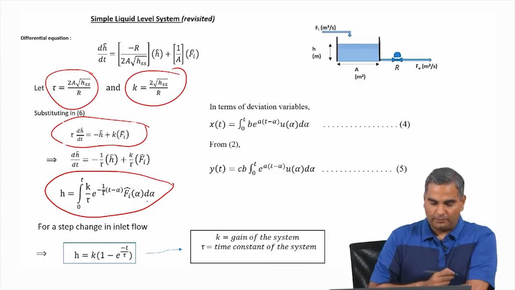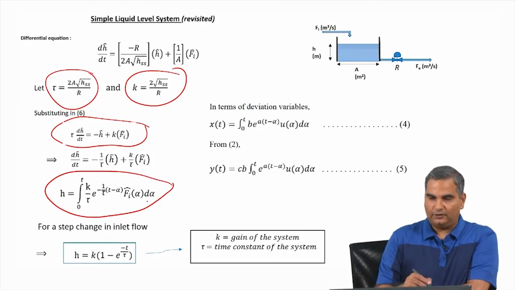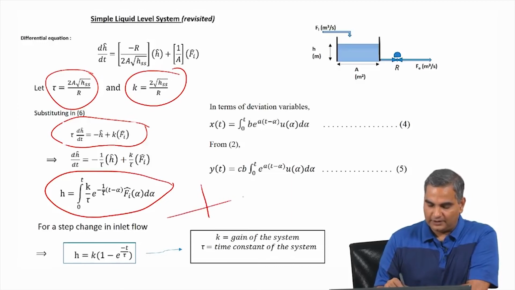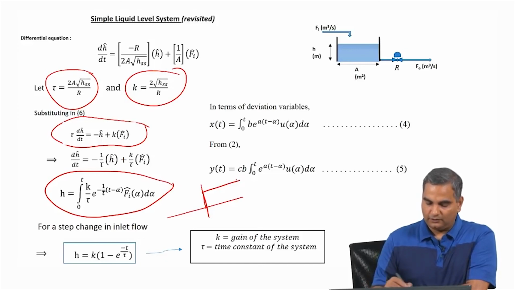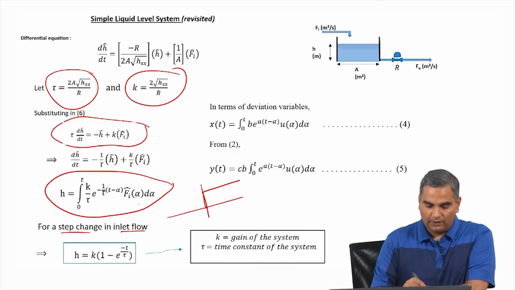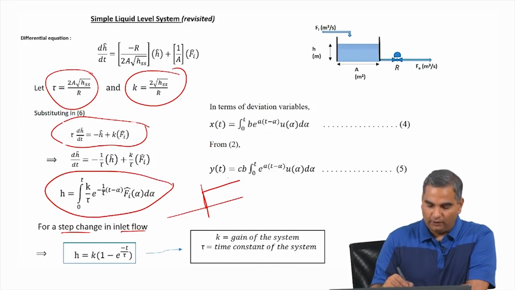Supposing I wanted to predict how the height will behave as a function of changes in my inlet flow rate. So I have to say how my inlet flow rate changes. If I assume that my inlet flow rate changes in this way: at time t equal to 0, suddenly let us say it becomes 1 and stays as 1. This is what is called a step change in inlet flow. So at time equal to 0 it becomes 1, and it is always 1 after that.